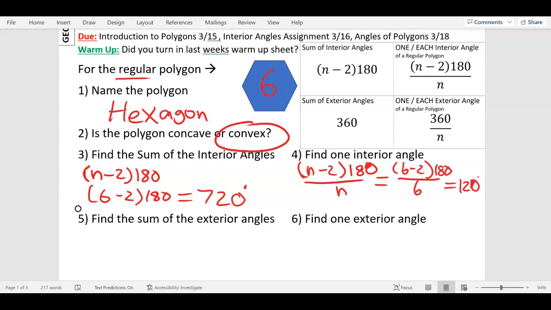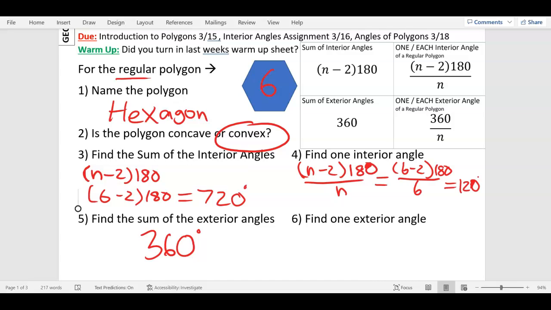Last two, number 5. Key words. Find the sum of the exterior. Now, look, this is where people mess up. Sum of exterior says just the number 360. That means every single time, no matter what the shape is, the sum of the exterior is always 360. So guess what the answer is? 360. That's it, right? Now, sometimes people are like, oh, that's kind of weird, what else should I do to it? And they start dividing. Don't divide, okay? If it's the sum of the exterior, you leave it just like that.